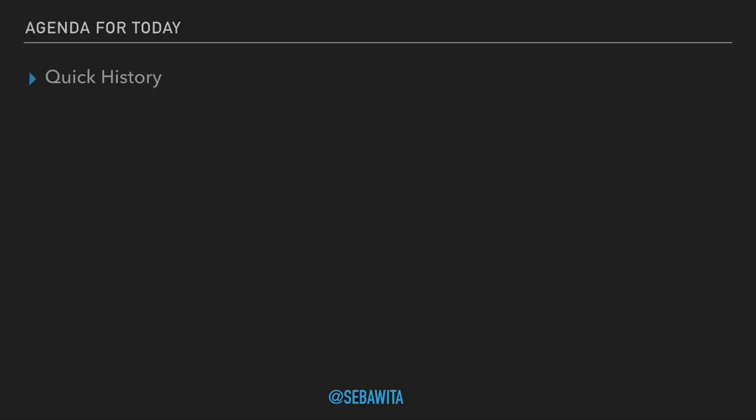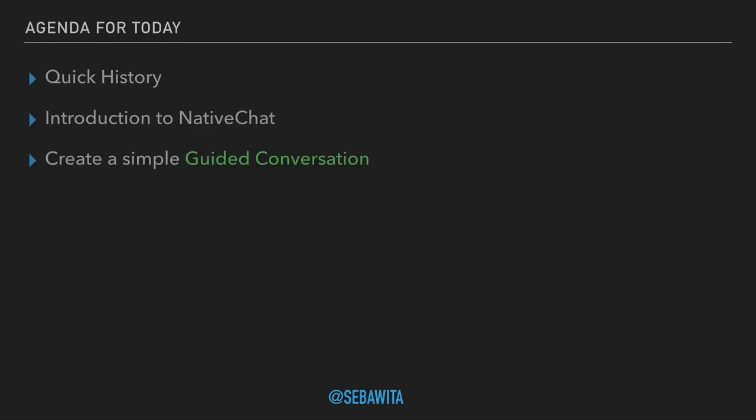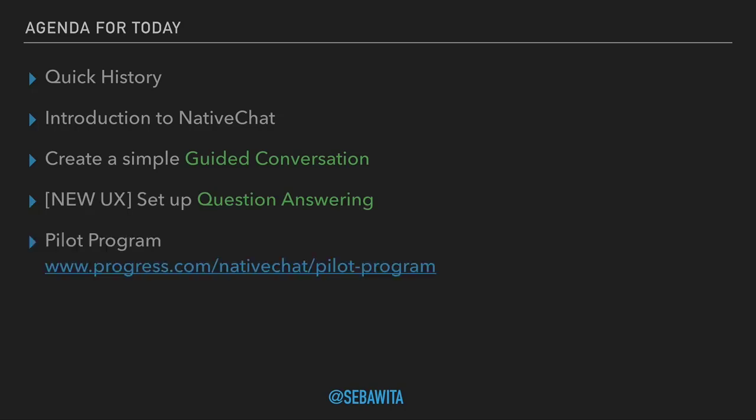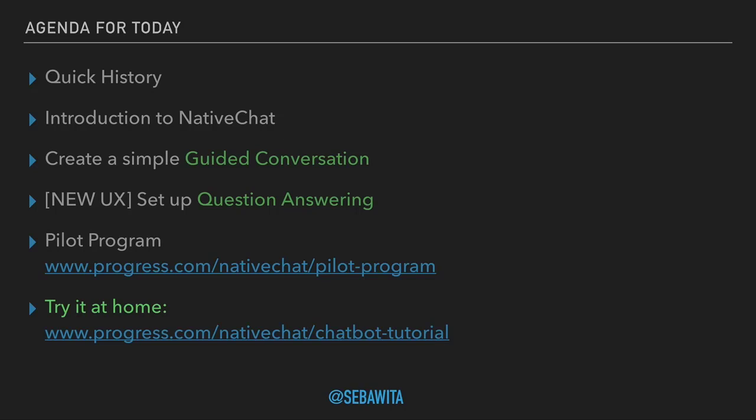So today I want to talk to you about a few things. First, I'll give you a history of how we came up with the idea of NativeChat. Then I'll give you an introduction to what NativeChat really is. Then we'll go through a quick demo and we'll create a guided conversation. We'll also have a look at the new UX for the question answering. Then I'll give you an overview of the pilot program that Rob mentioned just a moment ago. And if you like what you see today, you could actually follow this tutorial at home or in the office, and you could learn about NativeChat by yourself.